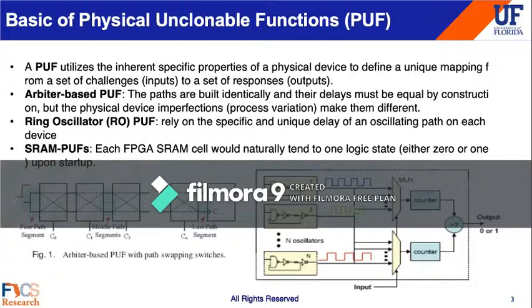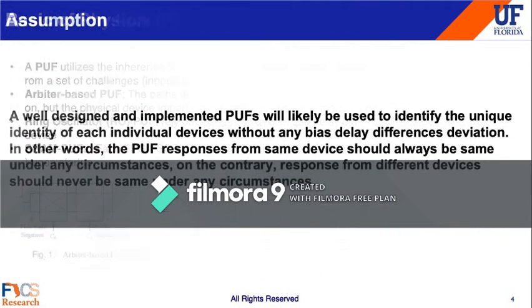So we will use arbiter-based PUF for our experiment, but it also has its disadvantages, which we will discuss later. And for the device of our experiment, we will use FPGA because of its flexibility. Compared with ASIC, it can help us reprogram and improve our design to achieve the best result. We will use FPGA for our experiment.